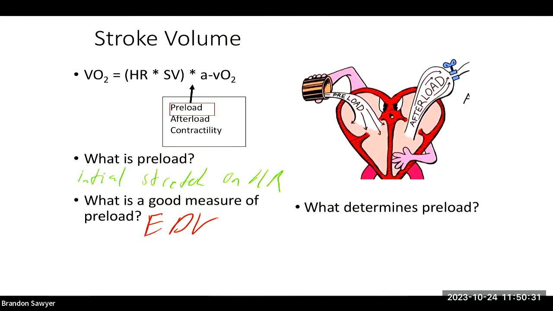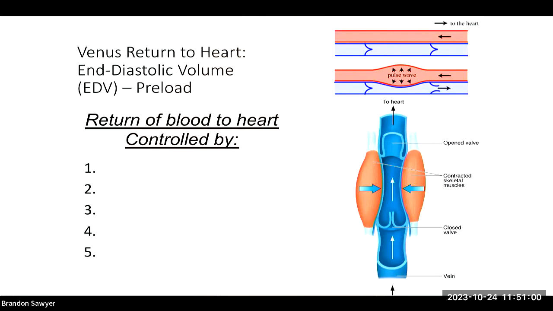Okay. And our big determinant of this is how much blood's coming back in those vena cava, right? So this is called venous return. How much blood we have rushing back through the vena cava, dumping into the atria, is going to dictate our preload, which is measured by end diastolic volume. Okay, so venous return is controlled by a couple of factors.